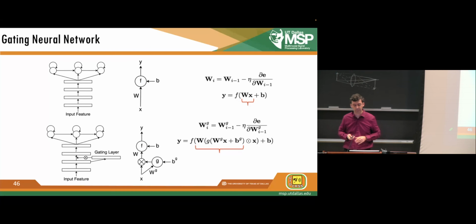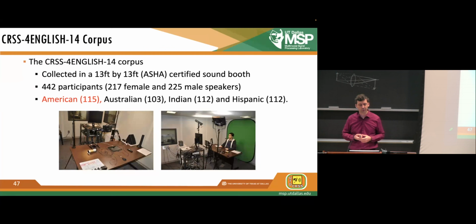We test these ideas on the corpus that we collected at UT Dallas, in a sound booth. The corpus has 442 participants with gender balance. In this project, we were interested in accent, so we had people with American, Australian, Indian, and Hispanic accents. But for this particular project, since we are not interested in accent, we just focus on the American speakers.